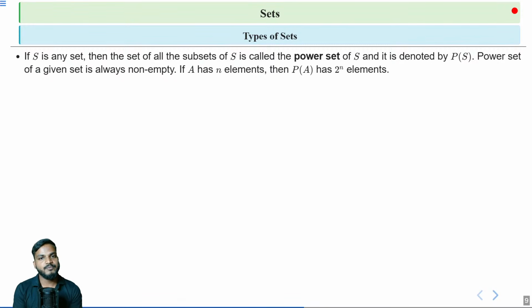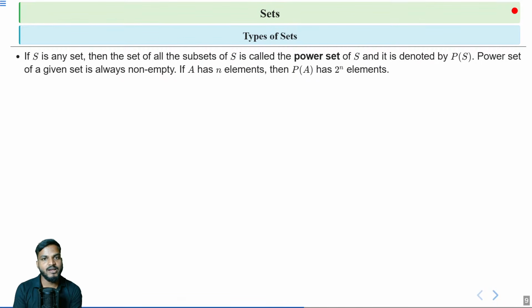Now let's move forward. Now we are talking about power set. So what is power set? Let's consider S is any set, then the set of all the subsets of S. We create a new set, that is the collection of all subsets of S. Then this collection is a set, and it is called the power set of S. And it is denoted by capital P(S), that is power set of set S.